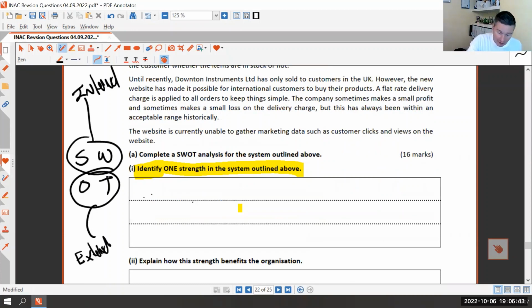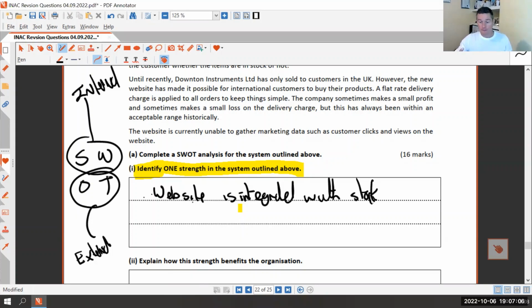So we've got this: identify one strength in the system outlined above. And all we're going to do is identify that the website is integrated with the stock. And that's it. I don't want any more than that. That's a strength. What I would say is be specific like this. I marked a professional synoptic the other day, which I don't like doing, but it's my job. It was a SWOT analysis, and the principle is still the same. Someone said the credit control procedures are good. Don't do that. Good means nothing. We want something specific. So here, the website is integrated with the stock. That's all we mean.